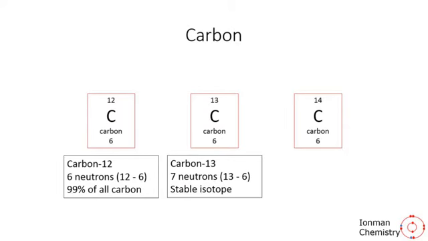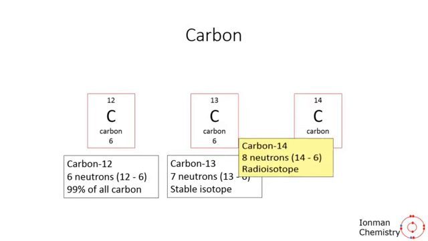Every now and then we find a little bit of carbon-13 which has one more neutron, so its mass is 13, still got 6 protons, 7 neutrons, and this is a stable isotope, like I say, also around since the start of the solar system.